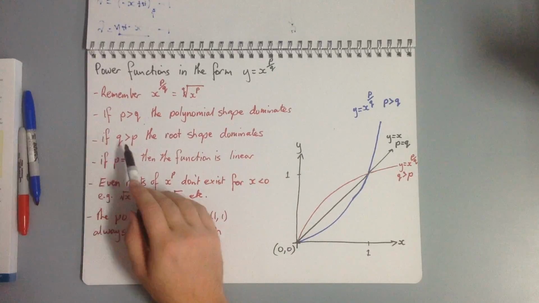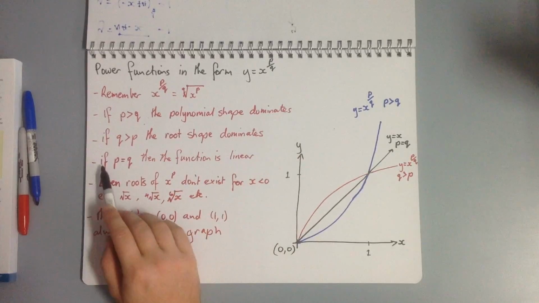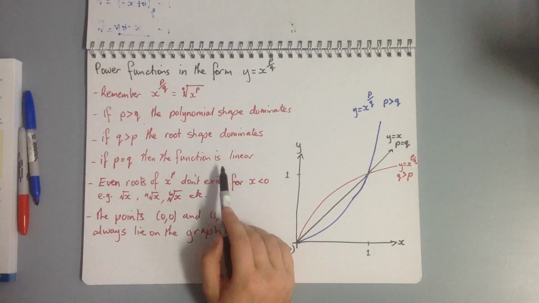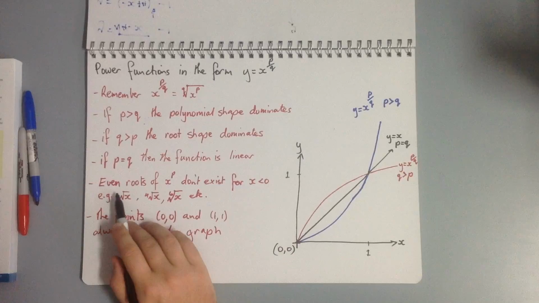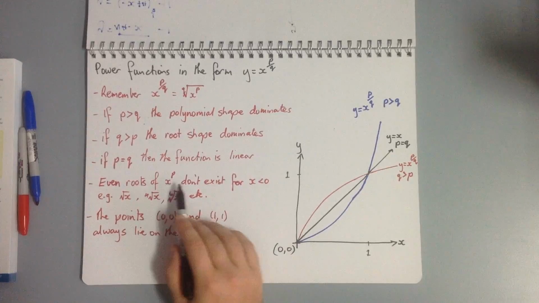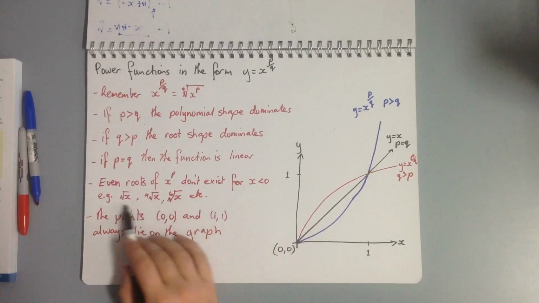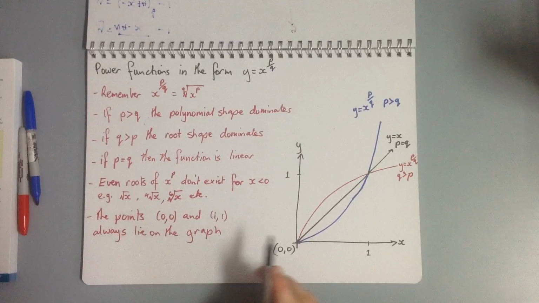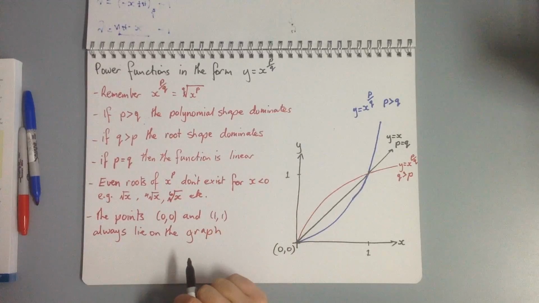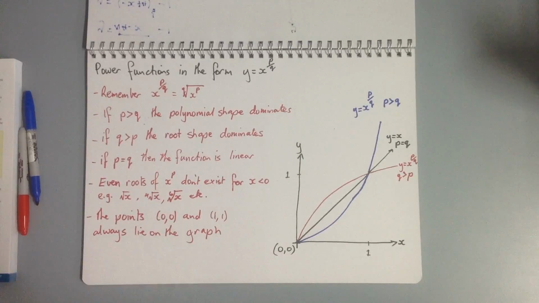However, if q is bigger than p, then the root shape will dominate. And if p equals q, then the function is just a straight line. It's a linear function. So even roots of x to the power of p don't exist for x less than 0. Remember, if we've got even roots, we're talking about square root, fourth root, sixth root, that sort of thing. And we can't have negative values. The points 0, 0 and 1, 1 always lie on the graph.